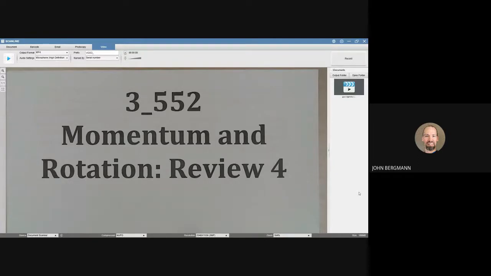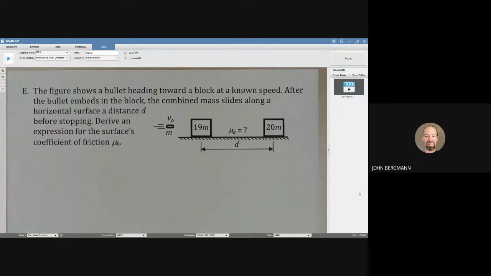Momentum and rotation review 4. The figure shows a bullet heading toward a block at a known speed. After the bullet embeds in the block, the combined mass slides along a horizontal surface a distance d before stopping. Derive an expression for the surface's coefficient of friction, mu sub k.